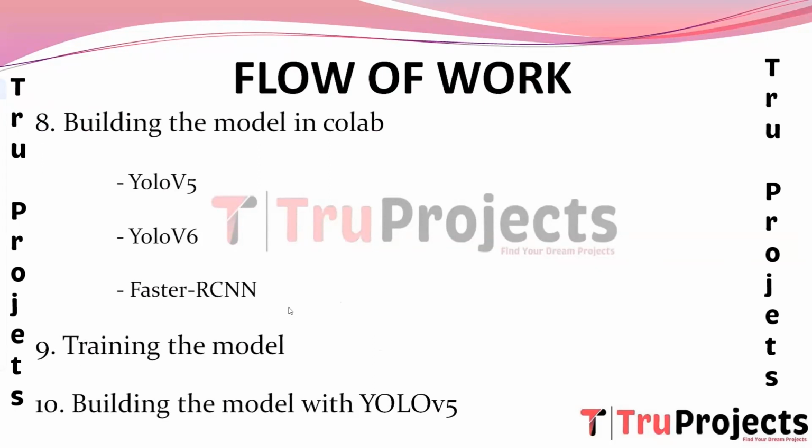Next here we have Faster RCNN, building the Faster RCNN, that is region-based convolutional neural network model in Colab. This is another object detection model. Next here we have training the model, the process of teaching a machine learning model, that is YOLO V5, YOLO V6, Faster RCNN using labeled data. Next we have building the model with YOLO V5. Specifically, creating the YOLO V5 model architecture in your chosen environment. YOLO V5 is known for its speed and accuracy in object detection tasks.